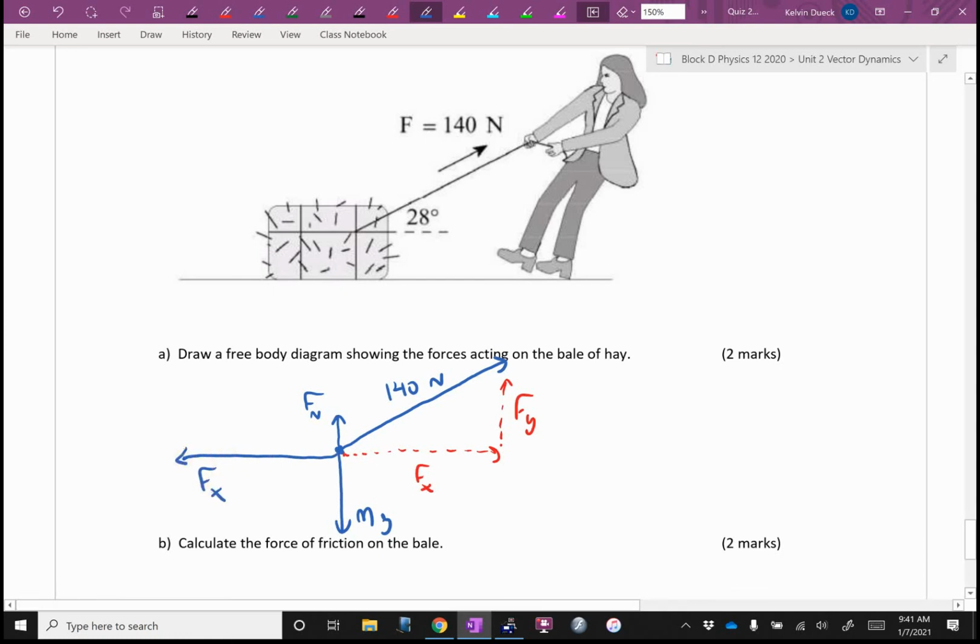So, how many blue lines did I draw? How many marks is it worth? Half mark for each blue line. I would take a half mark off if this blue line was not shorter than mg, and I would take a half mark off if friction wasn't the same size as Fx. Eyeball it as long as they're close.